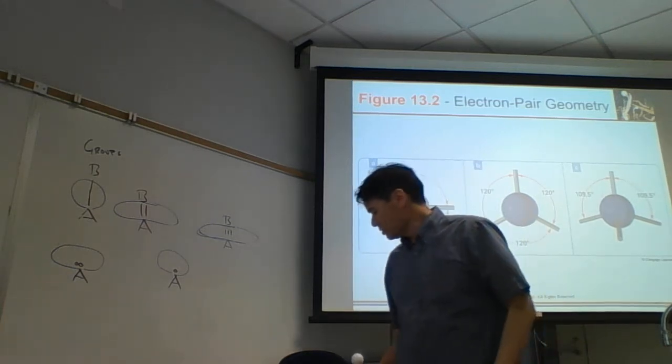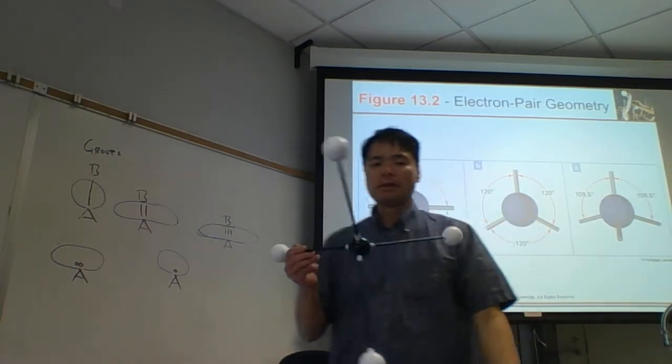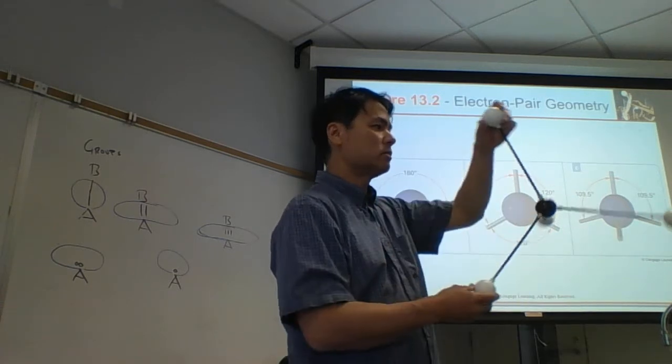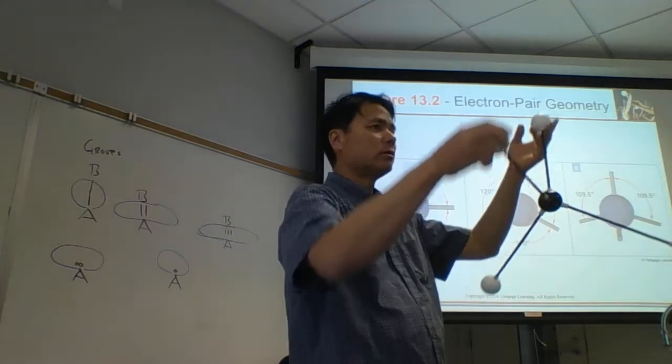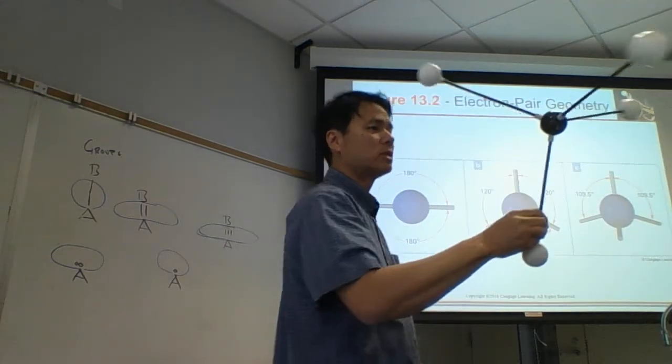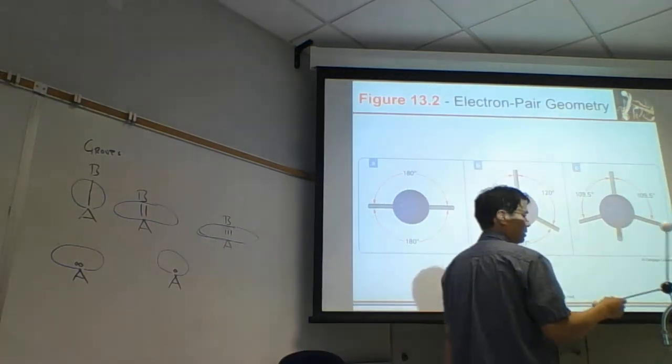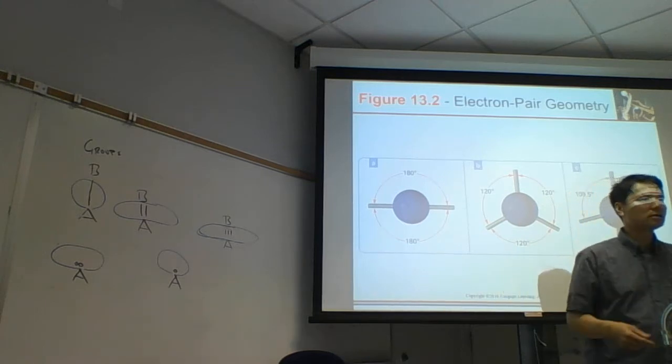And so, you know what? There's no top, there's no bottom. This is what we call spherical symmetry. There's no top, there's no bottom. You know, all the angles are the same at 109.5. And so this is tetrahedral here. And so what we want to do is we want to draw this.